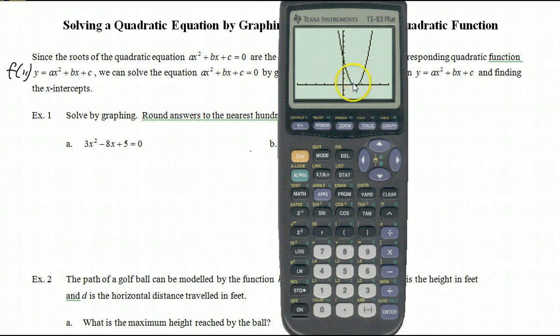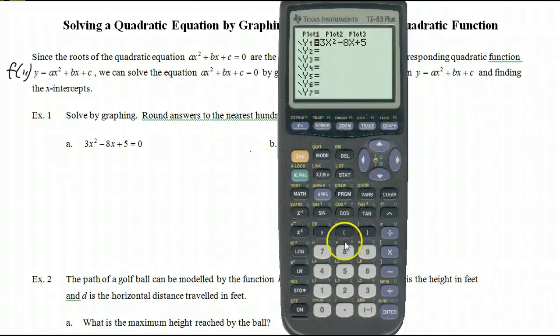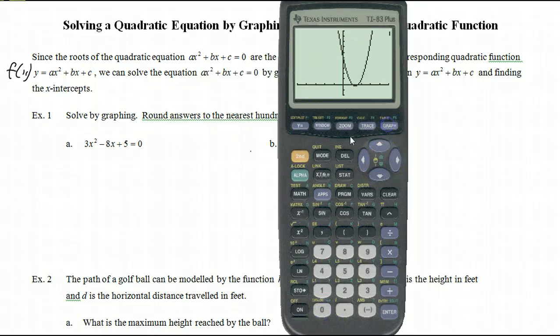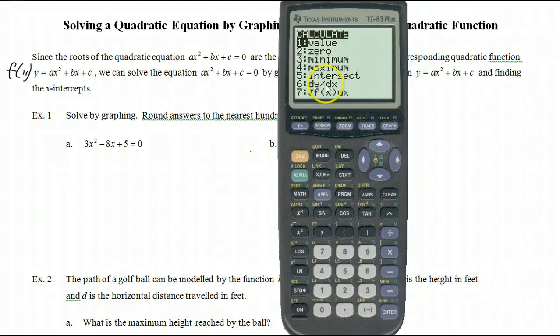Okay, again, I've got two x-intercepts here. Let's find them. I like to do it this way, so I'm going to go to y equals, go down to y2 is equal to 0. Go back to the graph, and let's do an intercept. So second calc, second function, into the calc menu, number 5 is intersect.